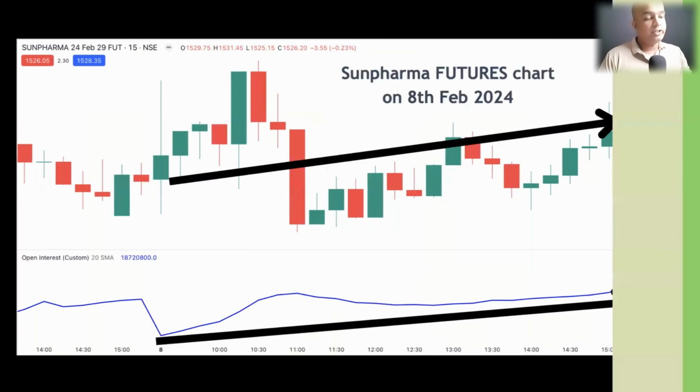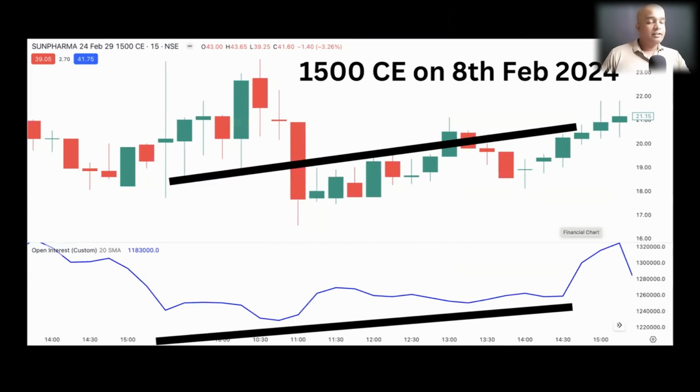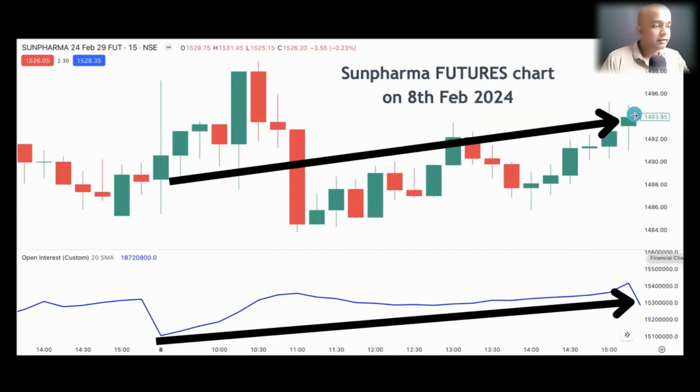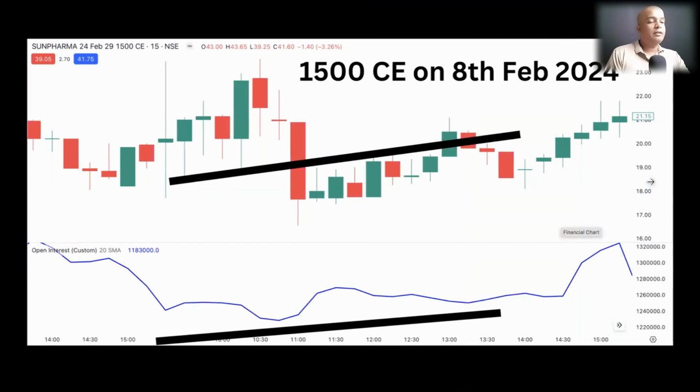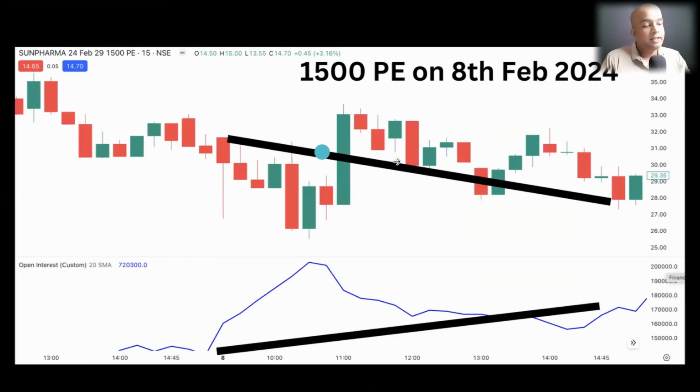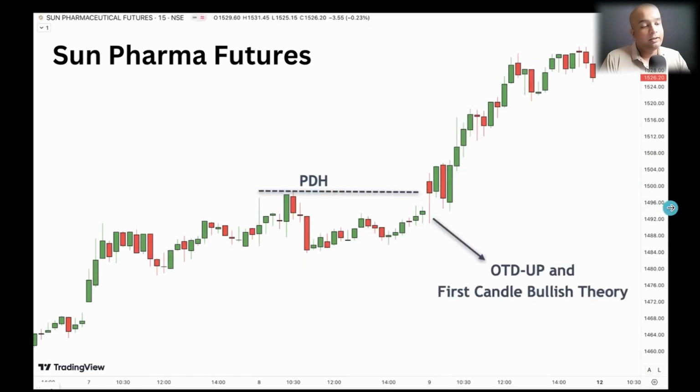It is bullish actually. And similarly, the at the money call option 1,500 CE, because at the money is around 1,500. If you look at 1,500 CE price, it went upside. OI भी increase हो गया. This is also super bullish. And if you look at PE, price came down, but OI went upside. This is also super bullish. So there is no doubt that Sun Pharma went upside.